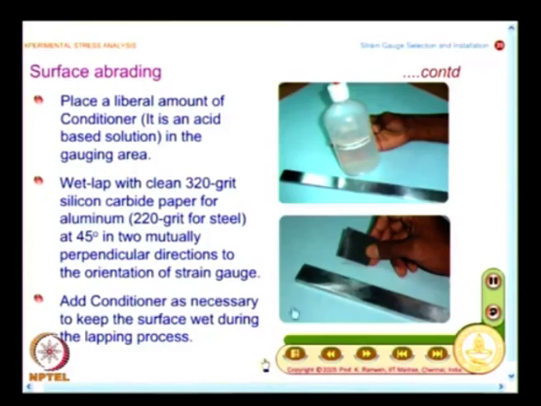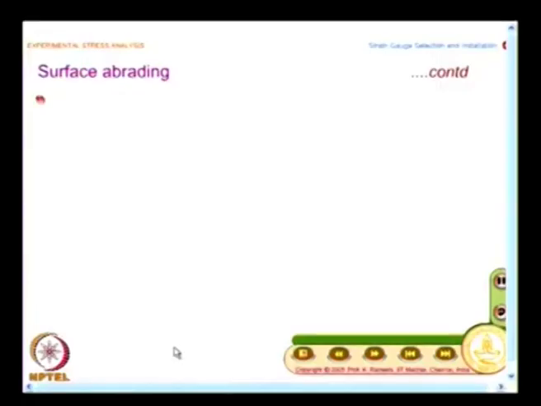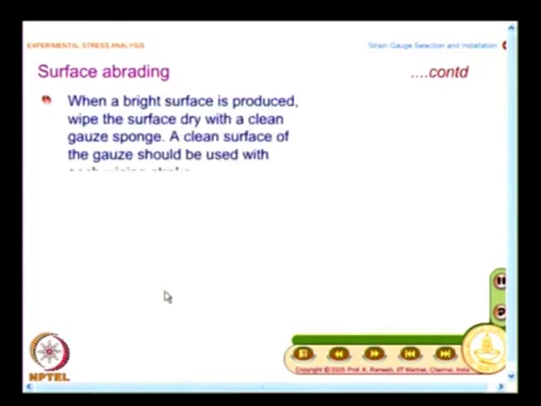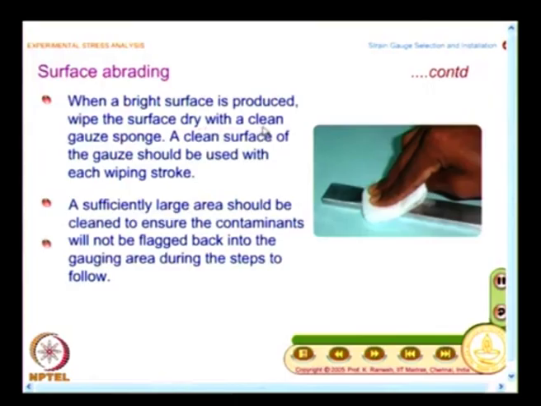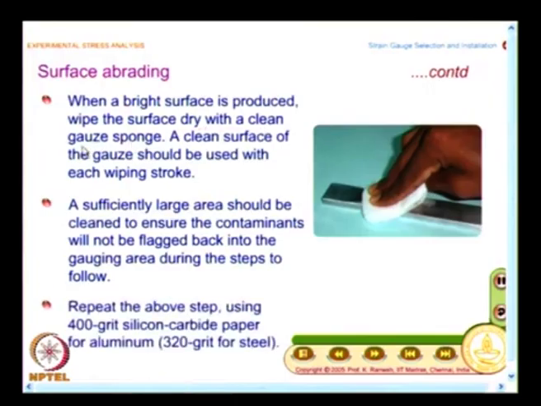And you have to maintain the conditioner as necessary to keep the surface wet during the lapping process. The other important aspect is you should not allow the conditioner to evaporate. If you allow the conditioner to evaporate, then it will form a thin residue. Now, this is the recommendation. So, when you get a bright surface, wipe the surface dry with a clean gauze sponge. So, you need several pieces of gauze sponge before you start the installation.